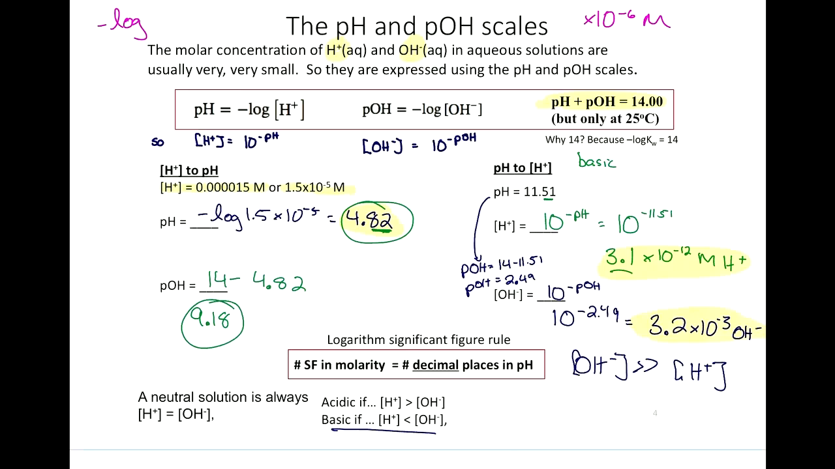All right, and so only at 25 degrees Celsius is a pH of 7 an example where hydroxide and H plus are equal to one another. Those two concentrations are equal to one another. So we have a neutral solution when both of those two things are equal to one another. All right, so those are our calculations.